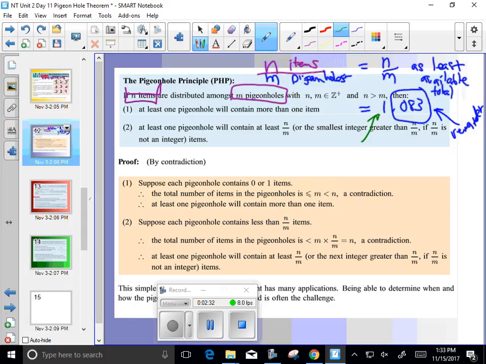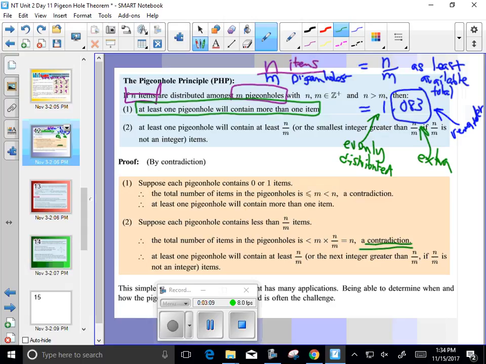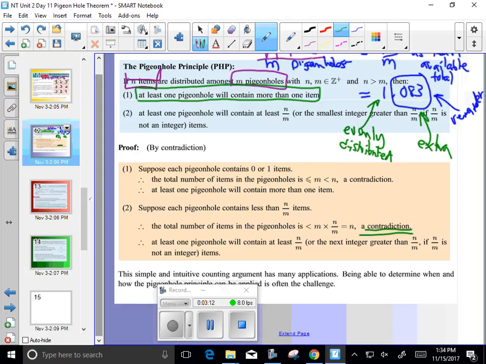So this is the evenly part, distributed. And then this is going to be the extra. And you know that it's going to be, in this case, 1 plus 1. So at least one pigeonhole will contain more than 1. That's what that means. And then at least one pigeonhole will contain at least n over m when we look at the greatest of those. There's a proof here that's real analytical. They're using, I think, contradiction here. I'll let you read that. That proof isn't super helpful for me.